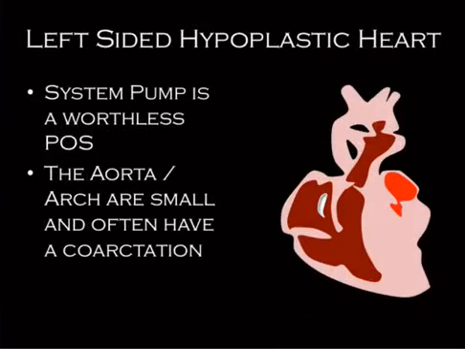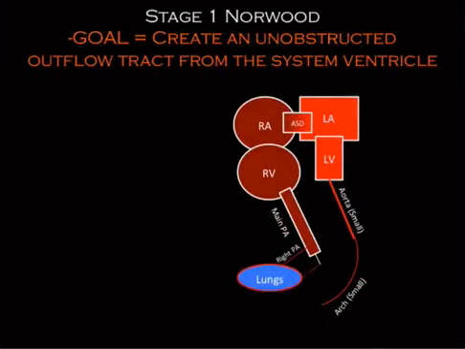So not only is the left side of the heart a worthless pump, you also have an aorta and an arch that is very small, and it creates basically an outlet obstruction on the left side. Doubly bad because you have a weak pump. Remember that they also have a high incidence of aortic coarctation.